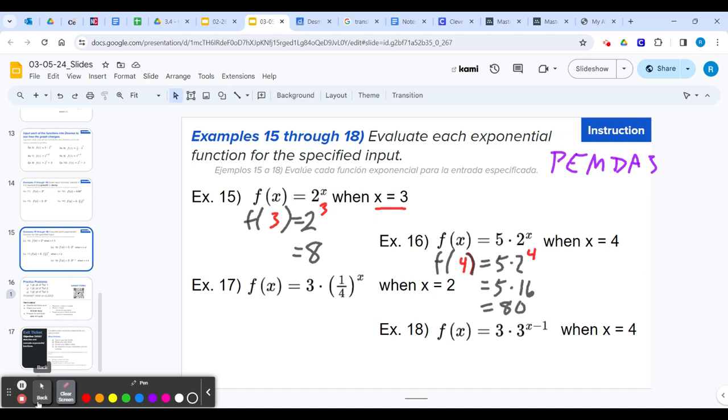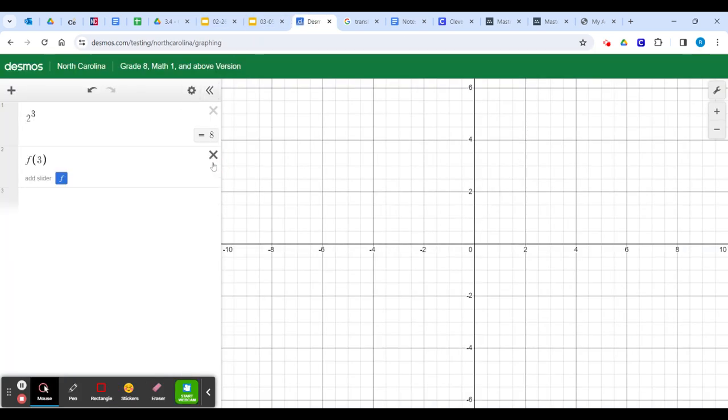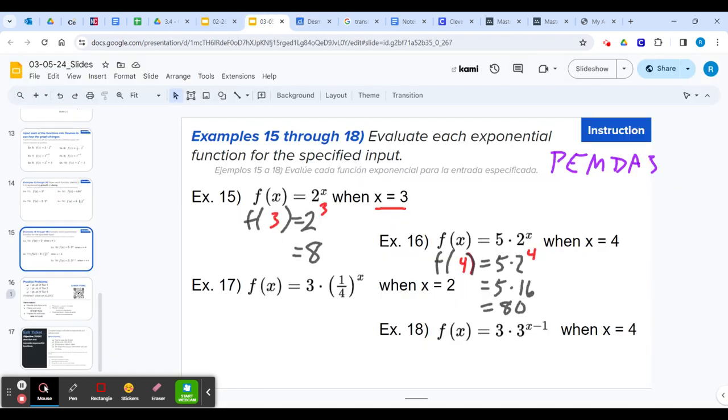However, this is where if we utilize Desmos and just type in 5 times 2 to the 4th, it handles all that order of operations for us, and we can just very quickly come up with our number. As long as we type in our problem correctly, it does that evaluation for us. This will especially come into play with example 17, where we have a fraction we've got to deal with.